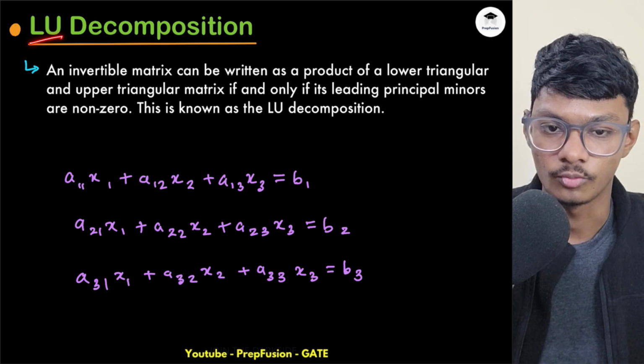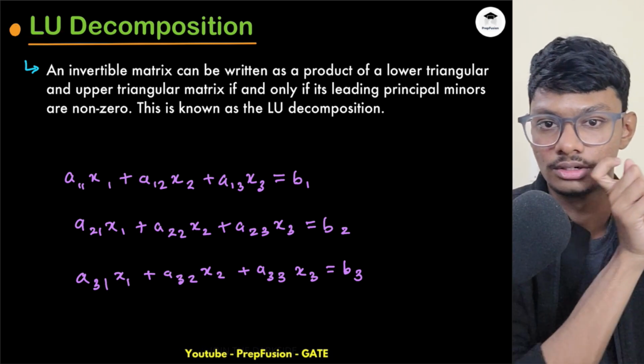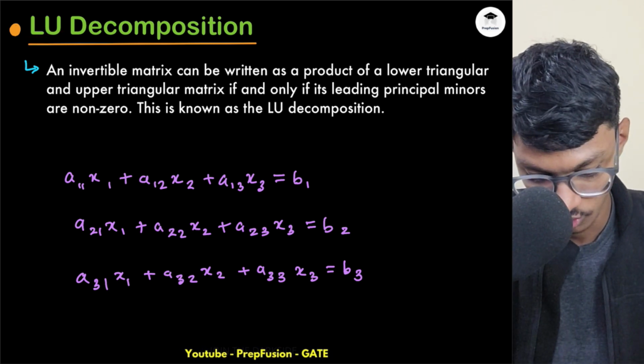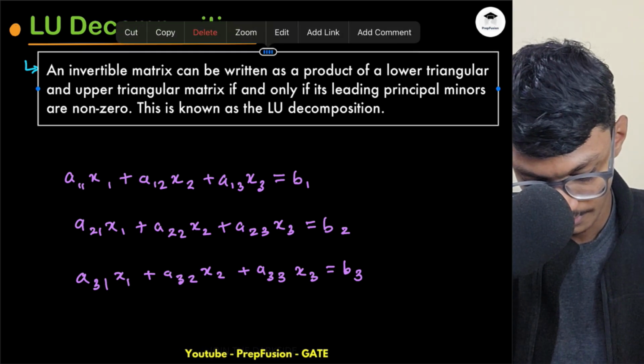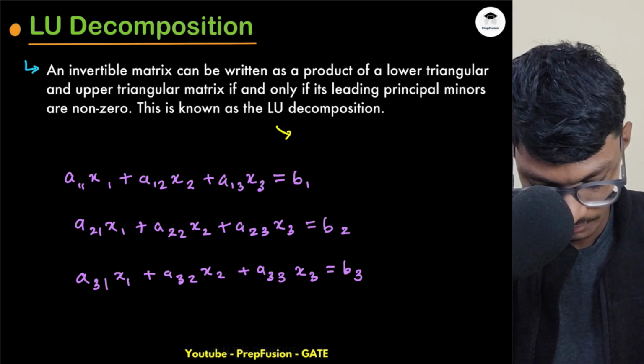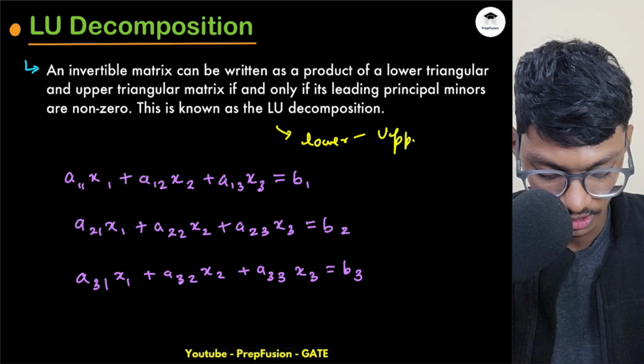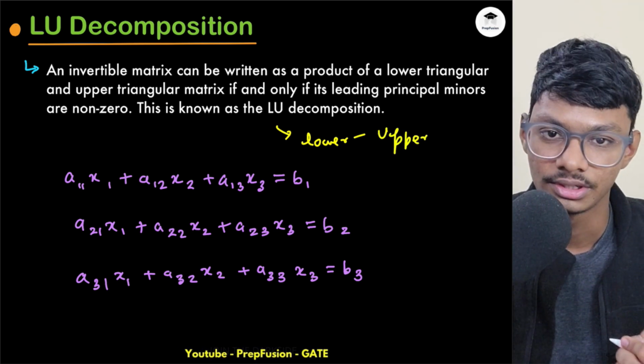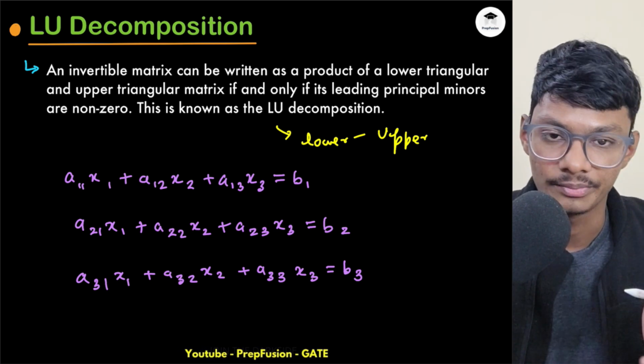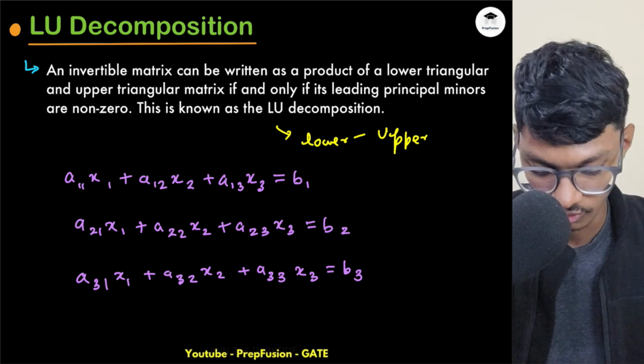So what is LU? LU is lower upper decomposition. Lower comes first, then upper comes. And what is lower and upper? Lower means lower triangular matrix, and upper means upper triangular matrix. That is the meaning of lower and upper.